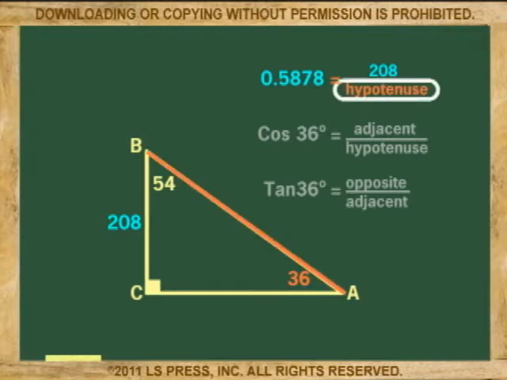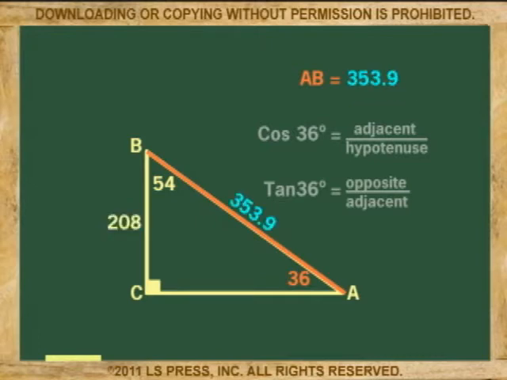We solve for the hypotenuse AB by multiplying across. So AB is equal to 208 divided by 0.5878, or 353.9. AB is 353.9.